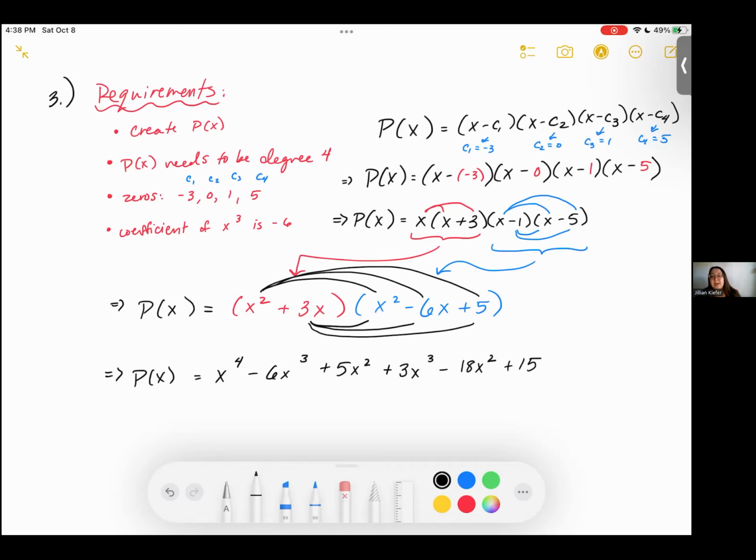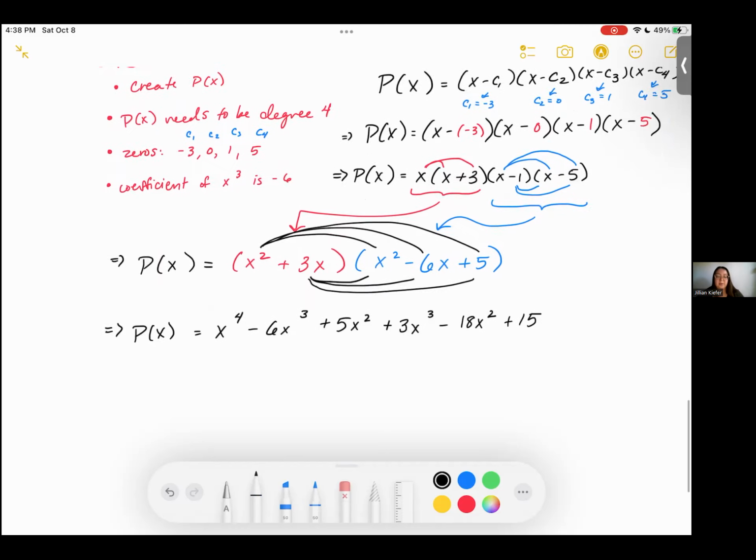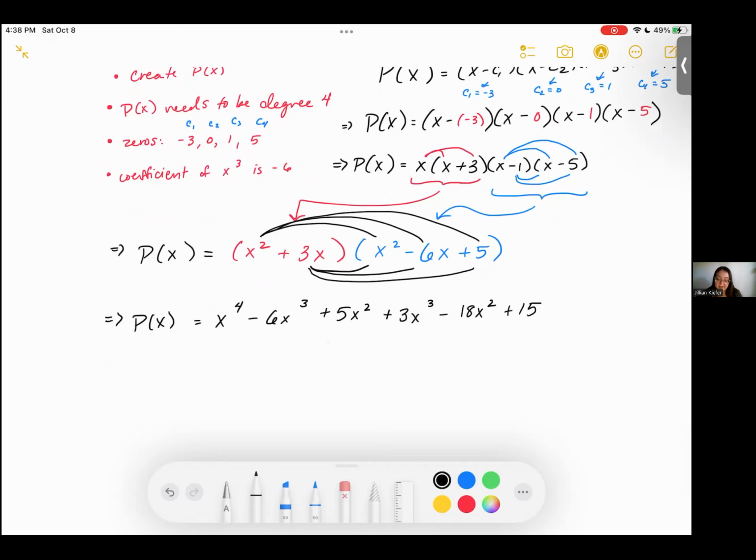So we multiplied our two factors out again. Now we have this polynomial here, and now we just want to simplify. We see that negative 6x to the power of 3 and 3x to the power of 3 are like terms, so we can combine them. 5x squared and negative 18x squared are also like terms, so we're going to combine those. And the other terms are just going to stay on the outside.